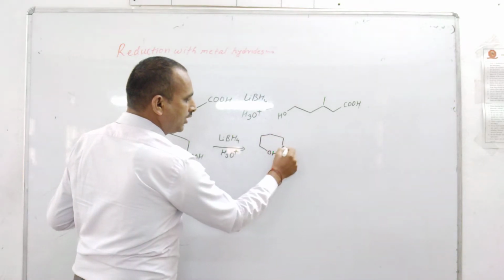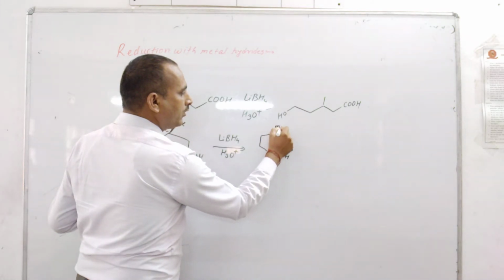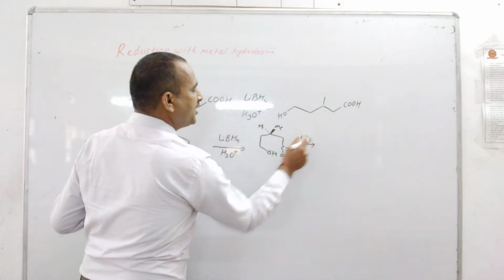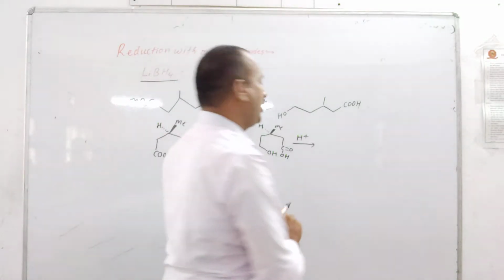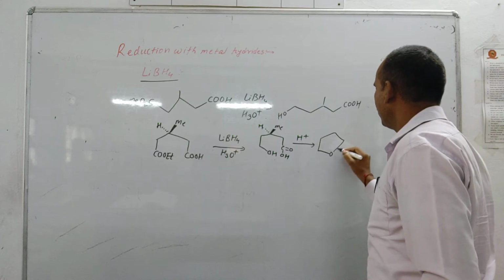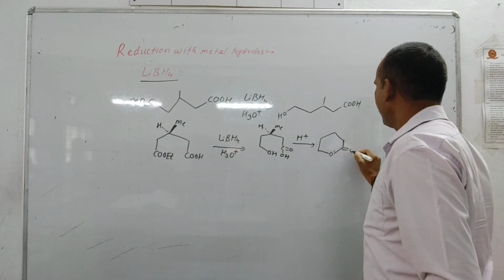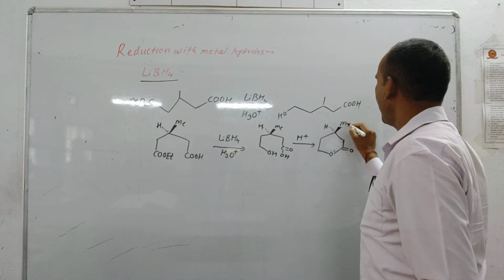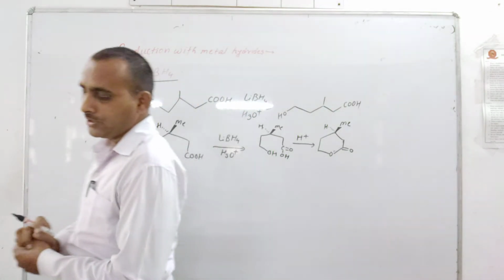CH2OH, COOH, Me, and on the lower side there is hydrogen. Then in presence of H plus condition there is cyclization and a cyclic ester is formed, that is, lactone formation takes place. Such type of lactone is formed in presence of acidic conditions.